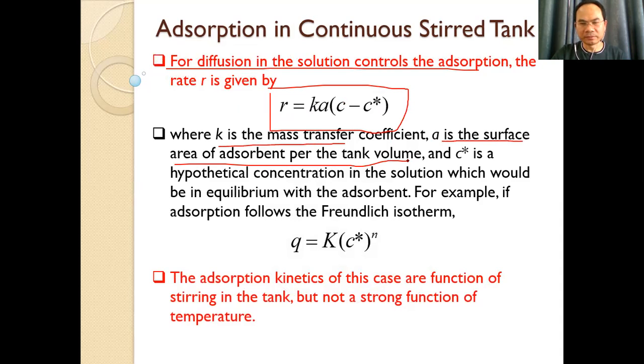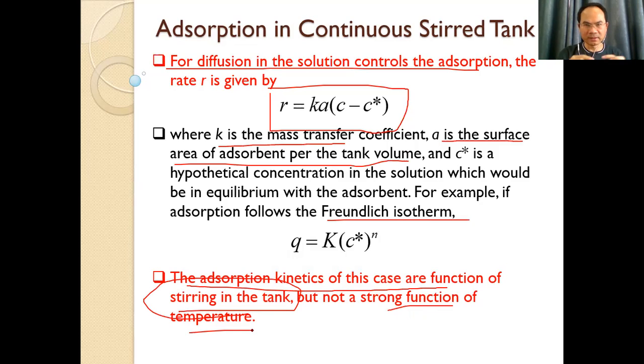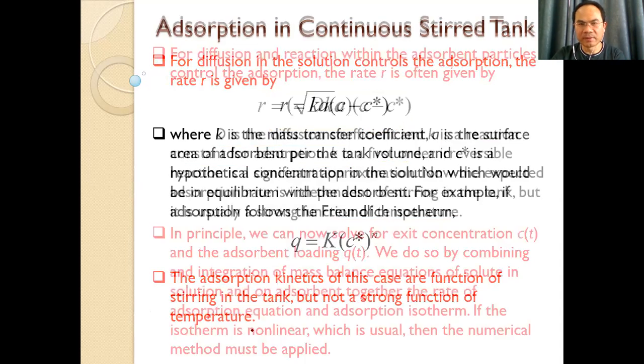Because this is in equilibrium, for example, you can use the Freundlich isotherm: Q equals K C star to the power n, something like this. The adsorption kinetics in this case are a function of stirring or impeller speed, but not a strong function of temperature. Only the adsorption kinetics depend on the stirring speed of the impeller.